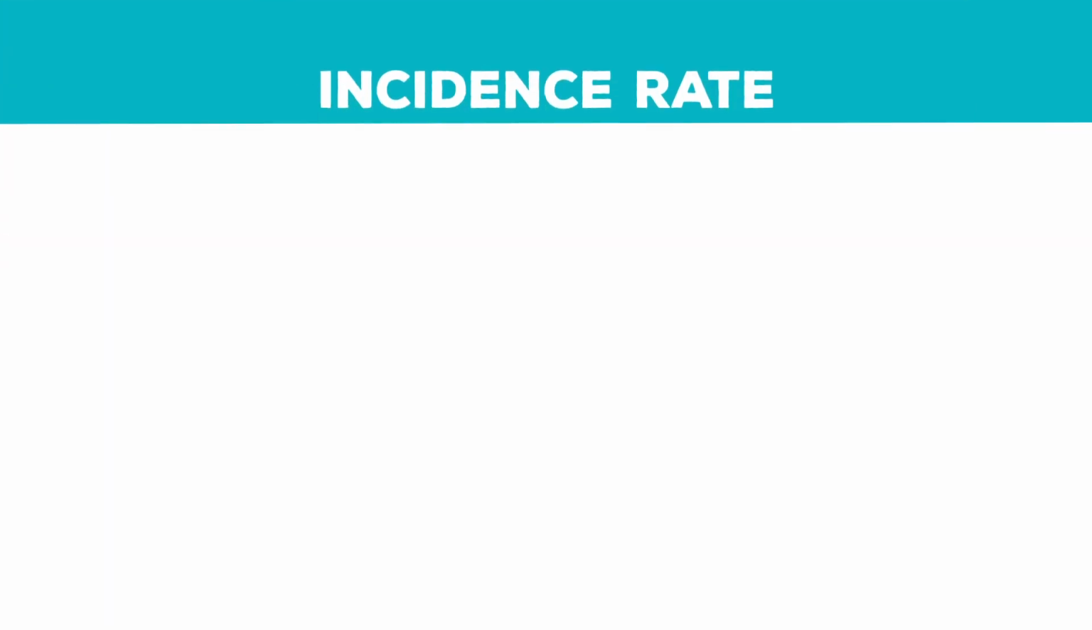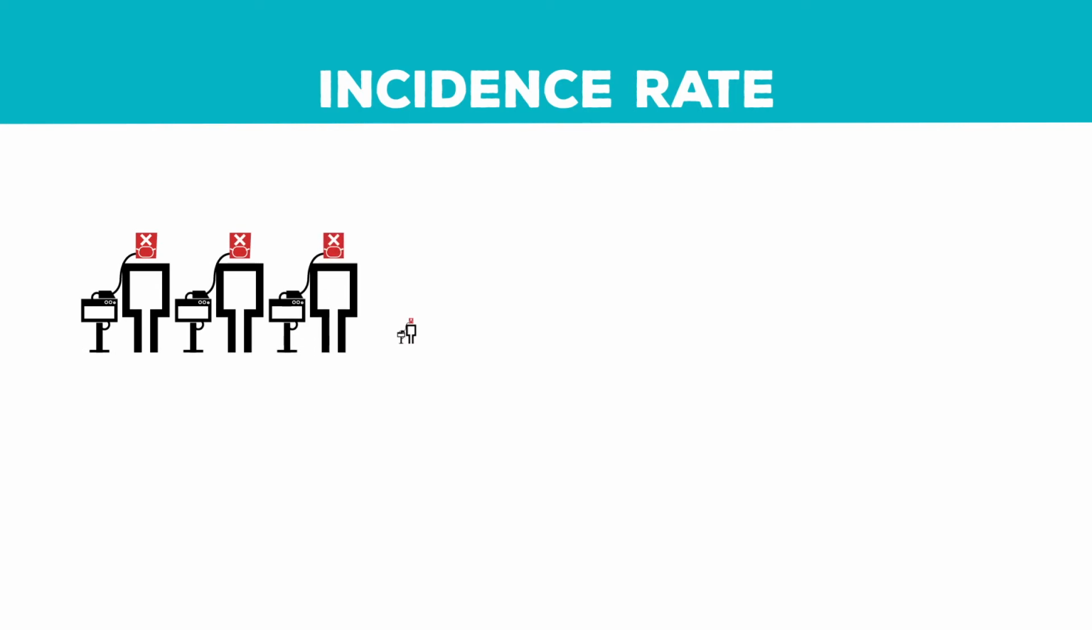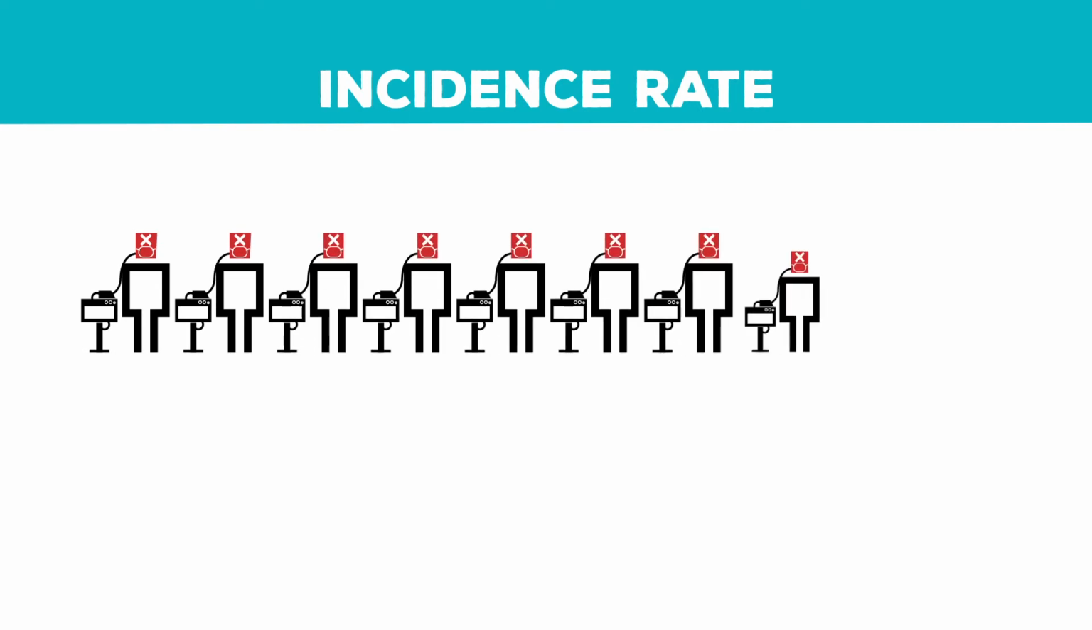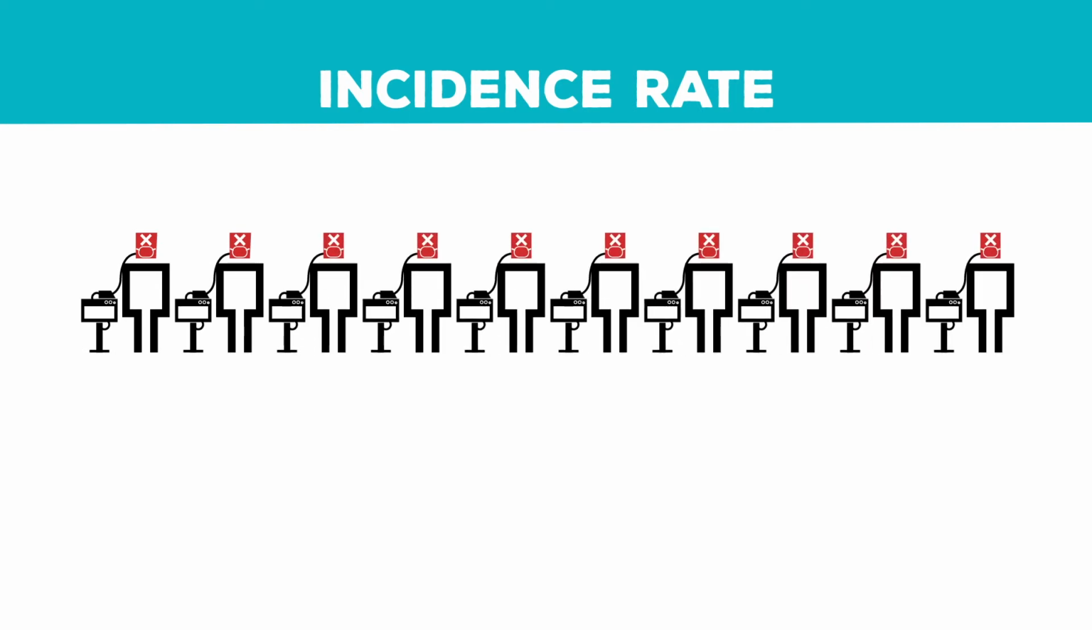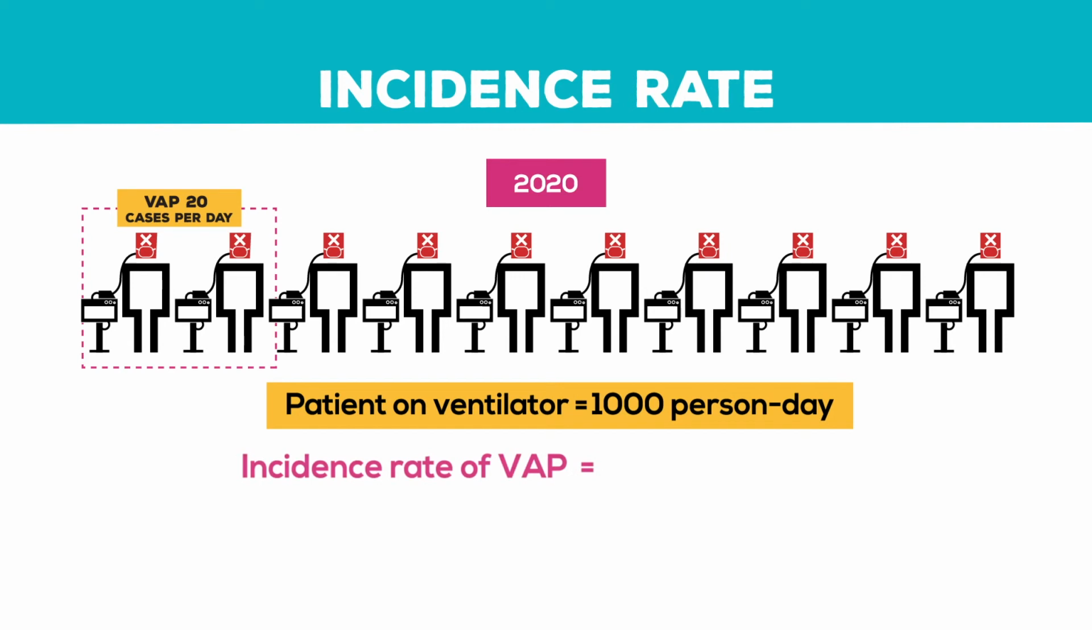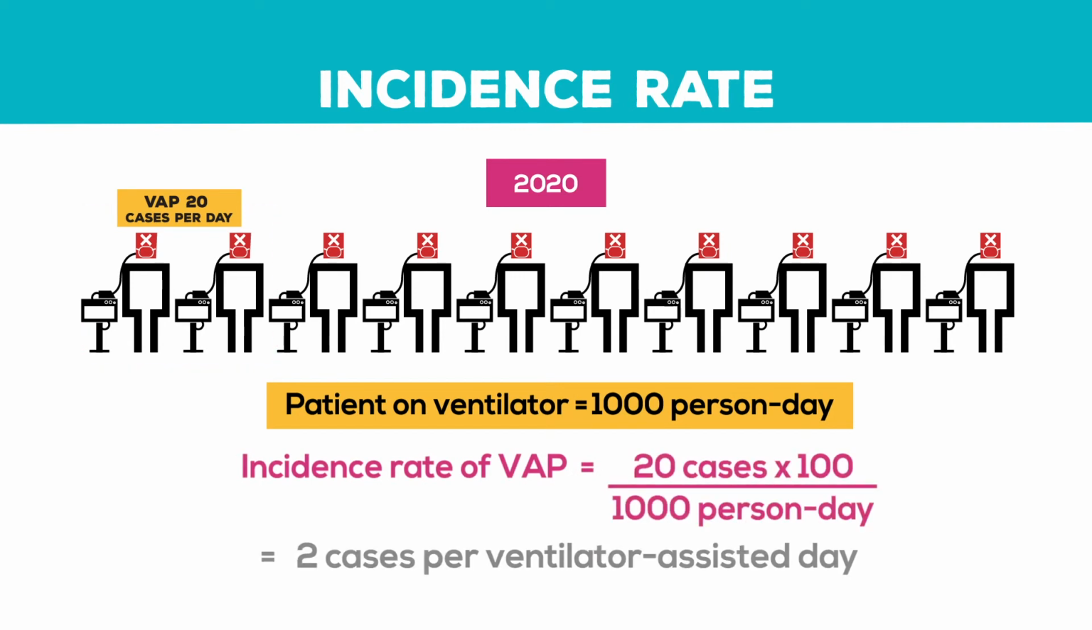Example of incidence rate. A study of incidence rate of ventilator-associated pneumonia (VAP) in a hospital. In total year of 2020, there are 100 patients who are assisted by ventilator and the sum of ventilator-assisted days is 1,000 days. 20 patients develop VAP. So the incidence rate of VAP in this hospital in 2020 is 20 multiplied by 100 and divided by 1,000, equal to 2 cases per 100 ventilator-assisted days.